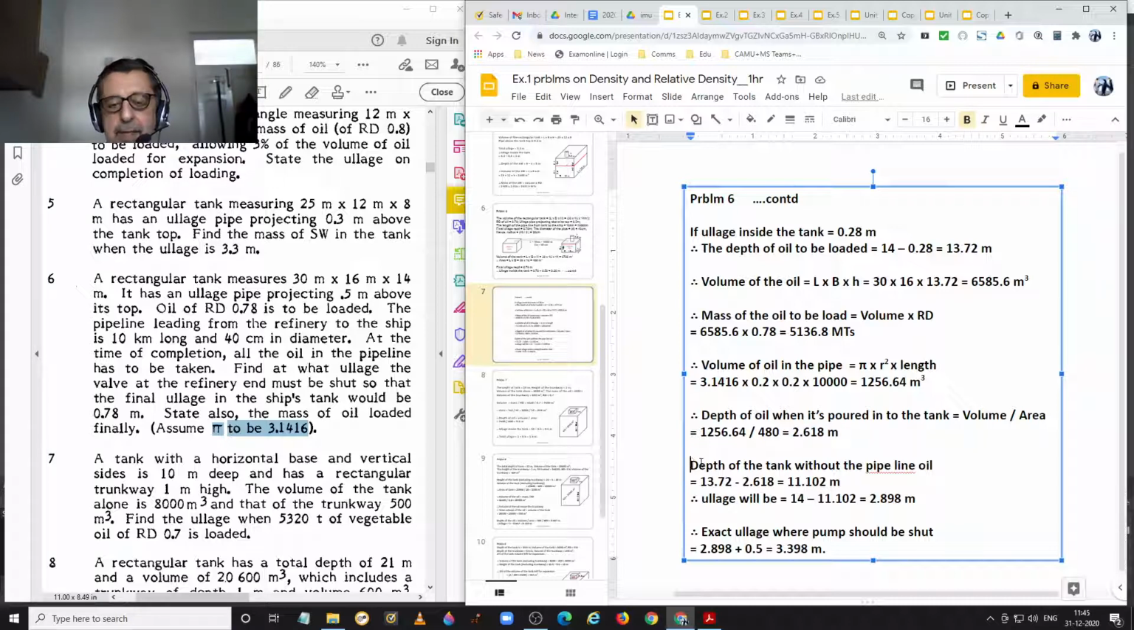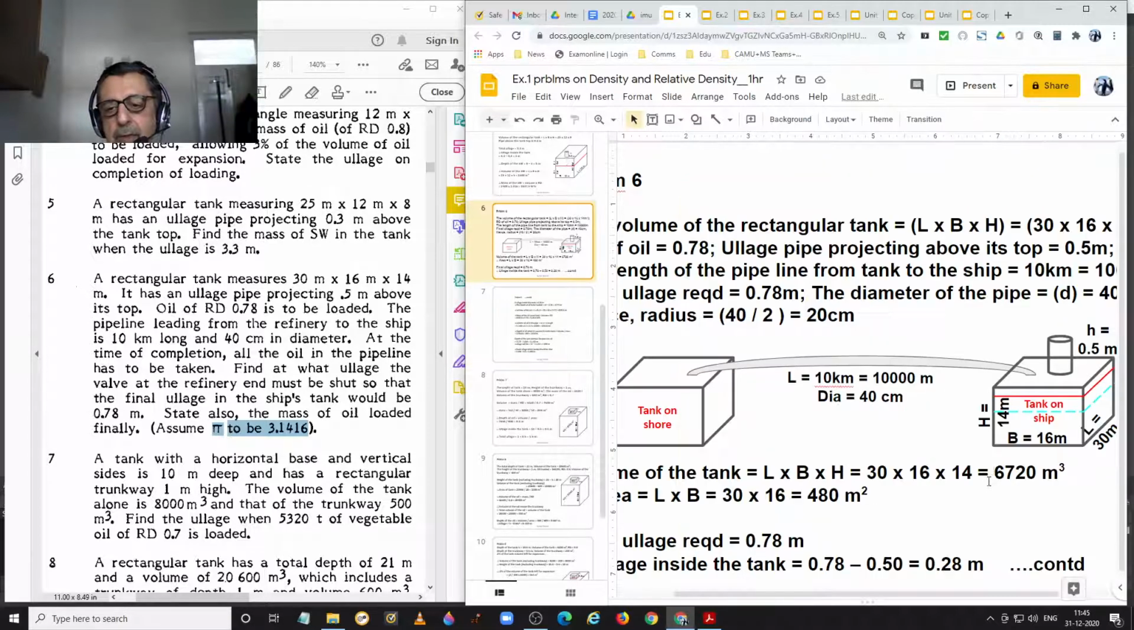We have calculated earlier that the total depth of the oil within the tank required is 13.712 meters. And the height of the oil that is within the pipeline that has to be taken in is equal to 2.618 meters. So when you deduct 2.618 from 13.72, we get 11.102 meters. And that is the height of the oil from the bottom of the tank. And then we can easily calculate the ullage from the top of the ullage pipe and also, if you wish, from the top of your tank.